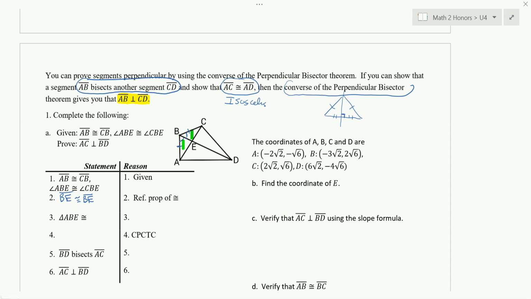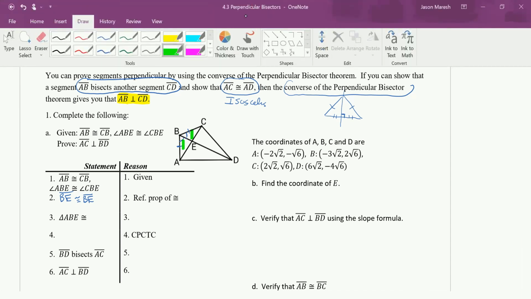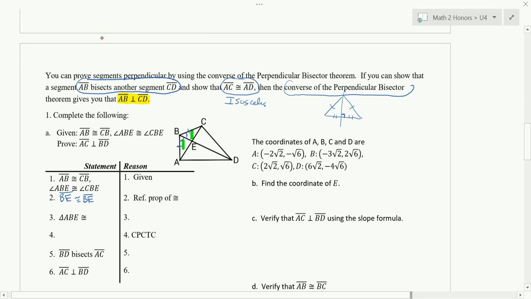So because of that, we can say that triangle ABE is congruent to which triangle? CBE. By what? Side, angle, side congruence, relying on steps 1 and 2. All right.